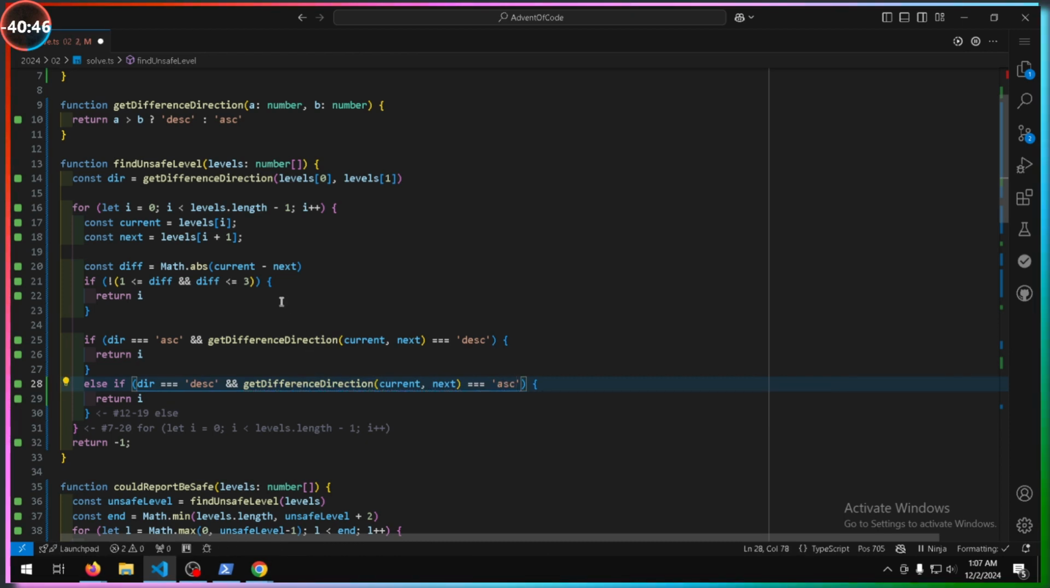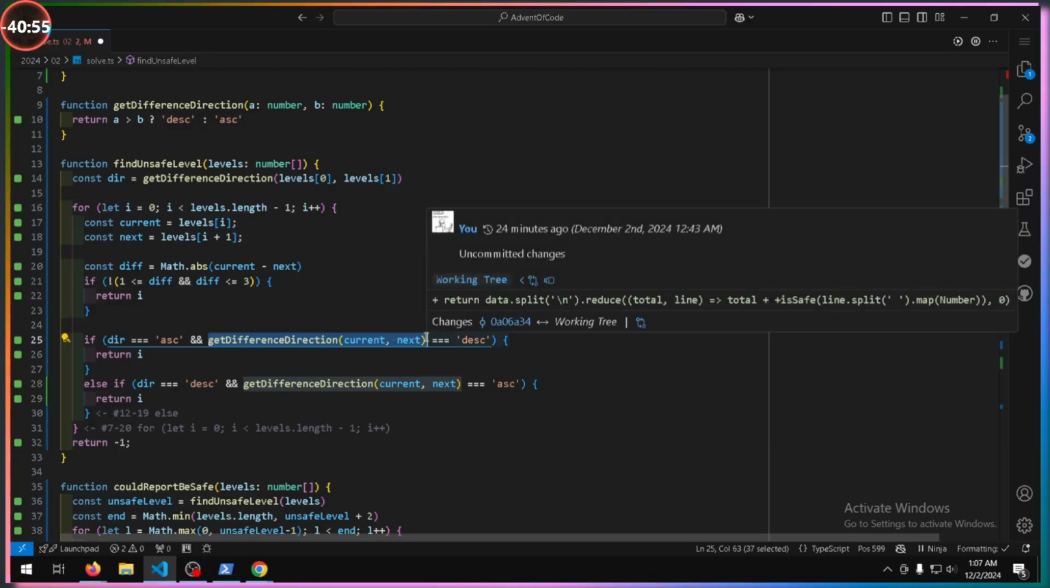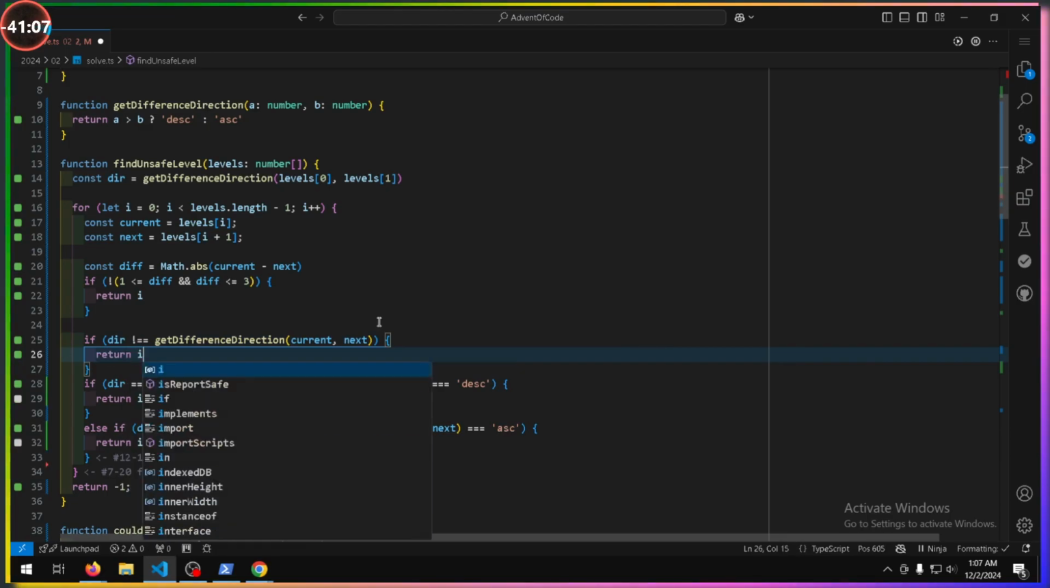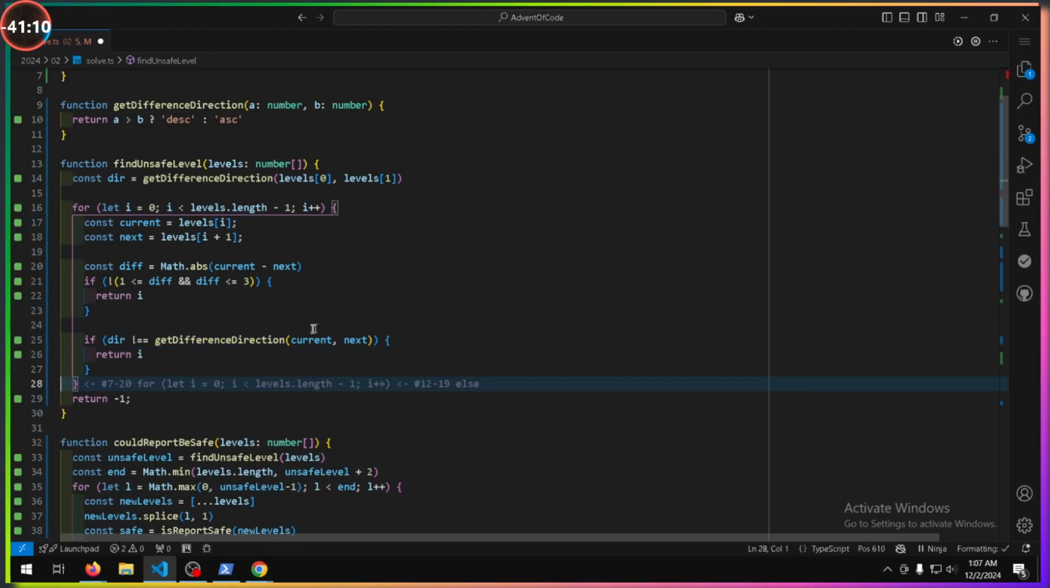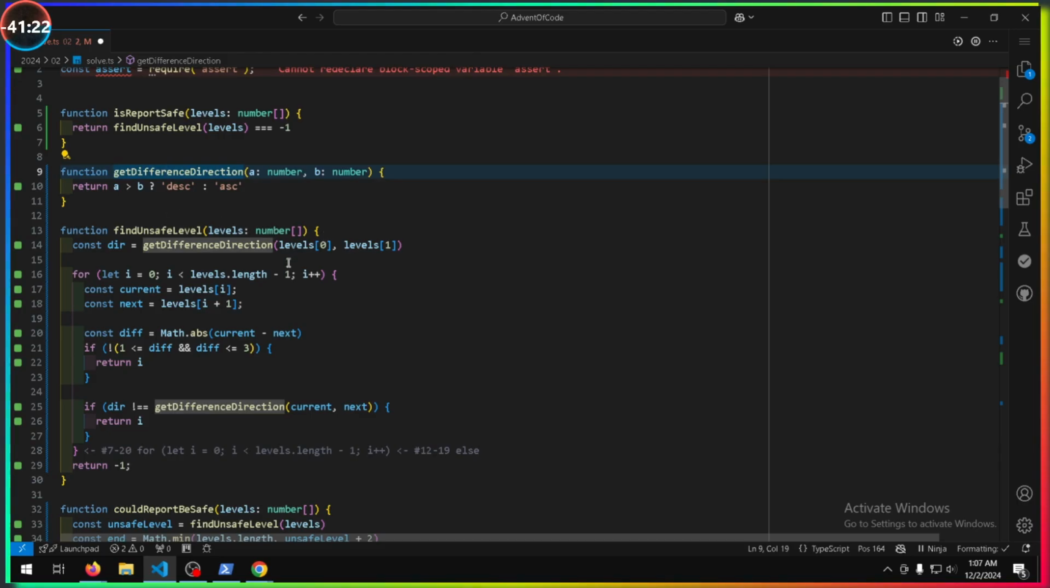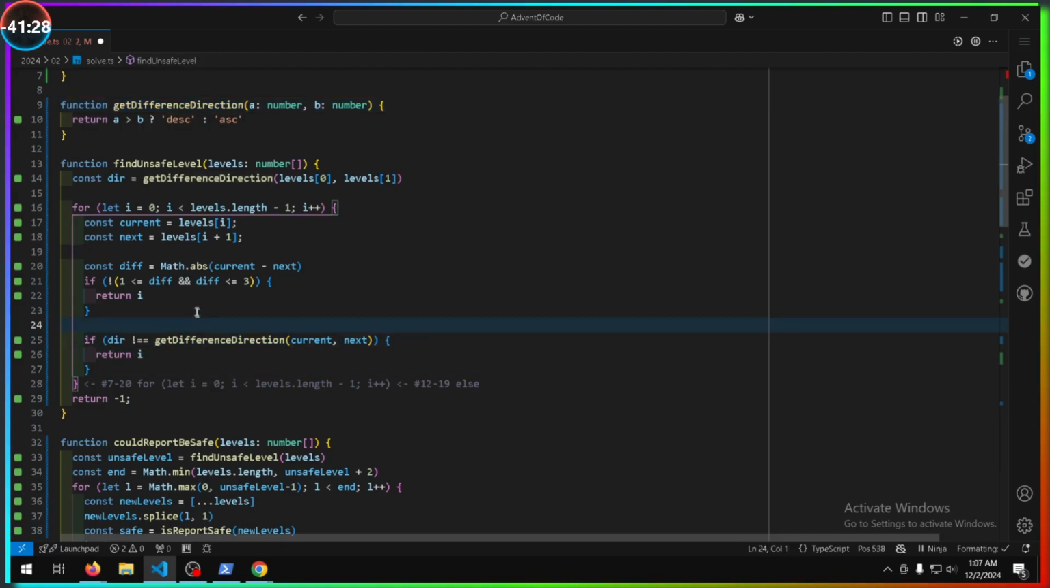Yeah, we get it. But here's where we can go to the next level. What we're basically asking is if the current direction and the direction between these two don't match up. So we can just do this in one by saying if direction not equal getDifferenceDirection between current and next, return i. Oh boy. So we can replace both of them with this single call right here. I tried to think of a better name in those 3 seconds. I could not. So we're going to live with this name. And boom, this makes it a lot more readable.